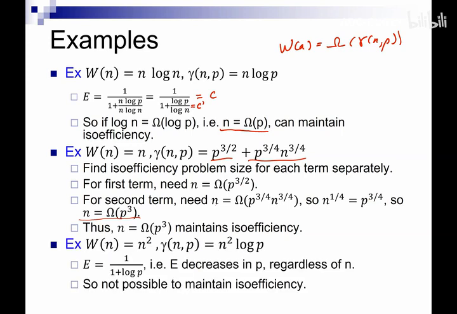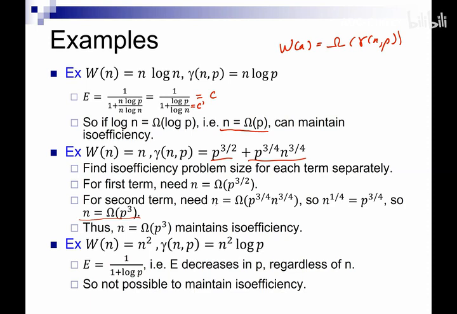Okay, so one final example here. Suppose the amount of work is n squared, and the amount of overhead is going to be n squared times log p. Now if you look at the efficiency expression, you get that the efficiency is equal to 1 divided by 1 plus the overhead divided by the work, and that's going to be log P. So you see that here, as you increase P, the efficiency is always going to decrease.